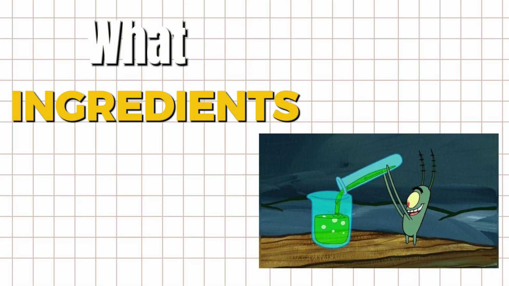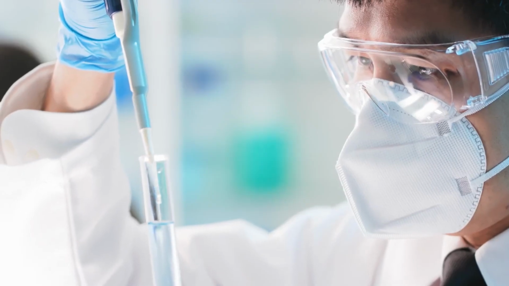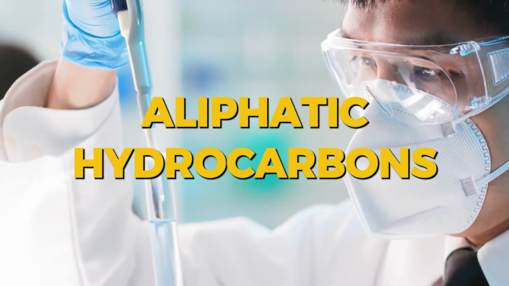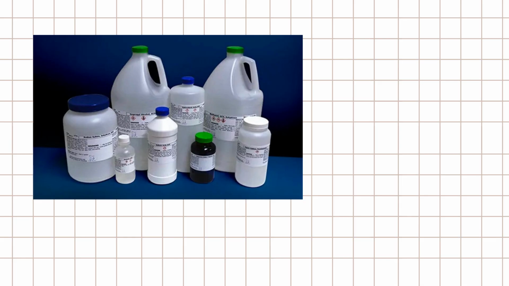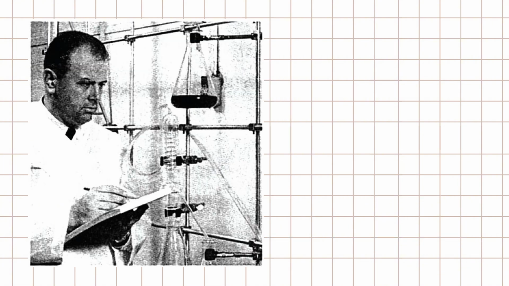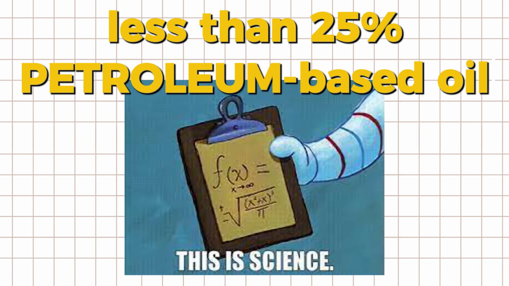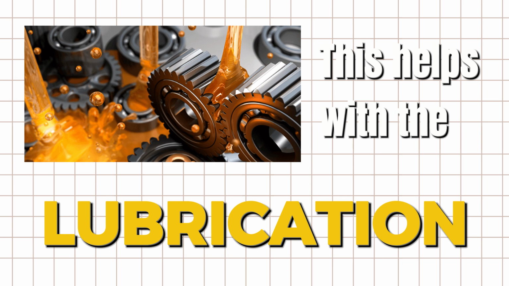What are the ingredients in WD-40? First, around 50% of it is made up of aliphatic hydrocarbons. That's a type of solvent. While it sounds similar to something called Stoddard solvent, the makers of WD-40 say it's not quite the same thing. Next, you've got less than 25% petroleum-based oil, most likely mineral oil or a light lubricating oil. This helps with the lubrication.